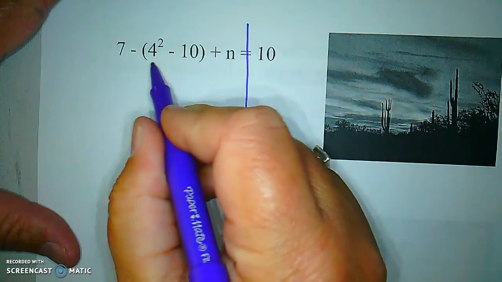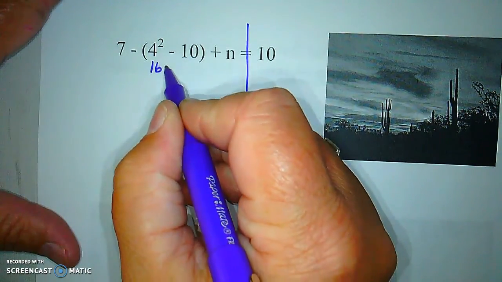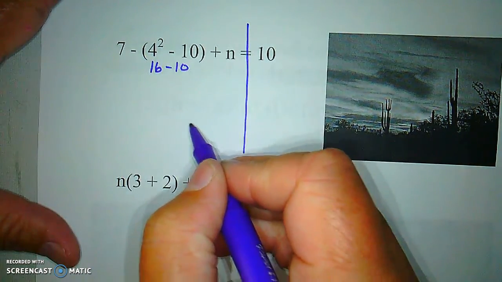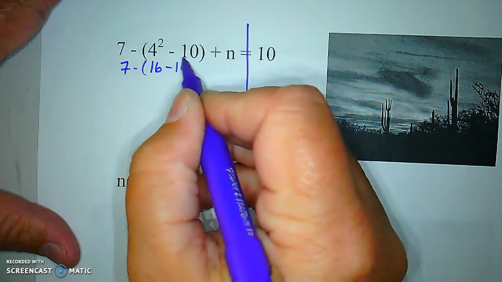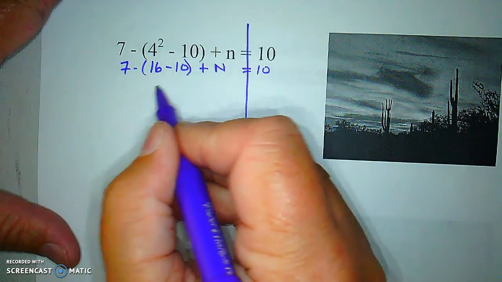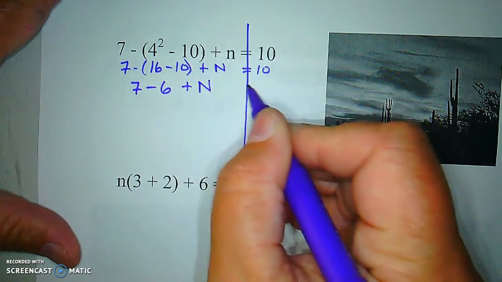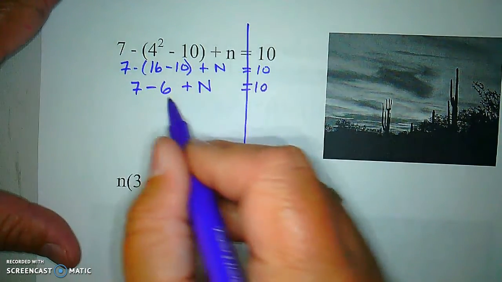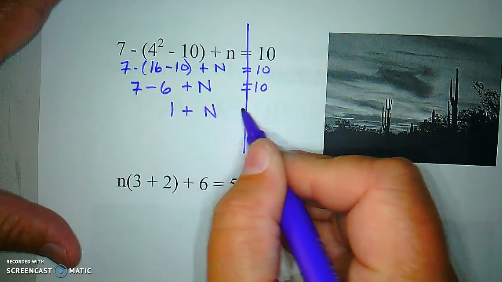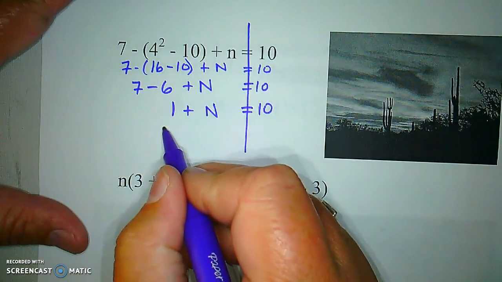Let's do order of operations inside the parentheses. 4 squared is 16. 4 times 4 minus 10. 7 minus all of that plus n equals 10. 16 minus 10 is 6, so I have 7 minus 6 plus n equals 10. 7 minus 6 is 1 plus n. That equals 10, and it's getting more and more familiar.